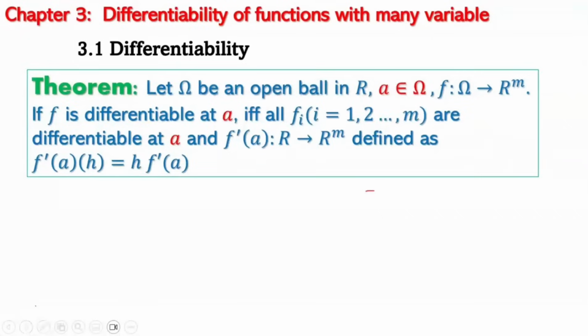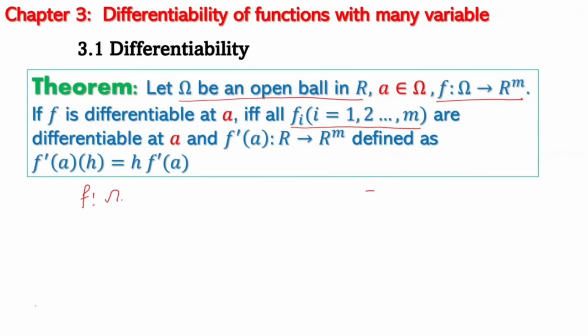Okay, so now we have another interesting definition of the function. It says that let omega be an open ball in Rn as usual, and f is from omega to Rm. Then f is differentiable at a if and only if f_i, for i from 1 to m, are differentiable at a, and f dash a is from Rn to Rm defined as f dash a h. So here is the interesting part, so let's explain this theorem.